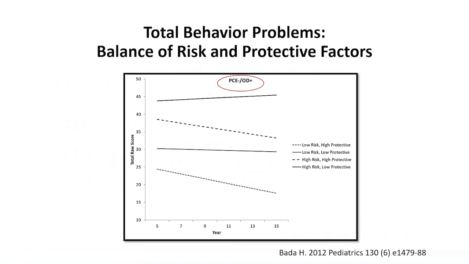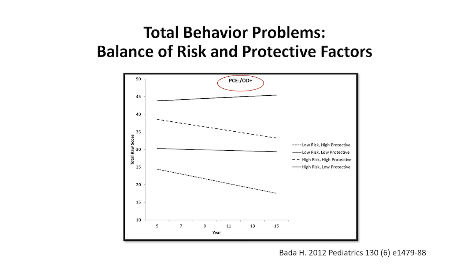So we look at the total behavioral problems, and the top line here shows that from 5 to 15 years, these are the children with high risk and low protective factors. Look at their scores get worse over time. But the next line below that are the children with high risk but high protective factors. And look how the line goes down over time from the time they're 5 years of age to 15 years of age.